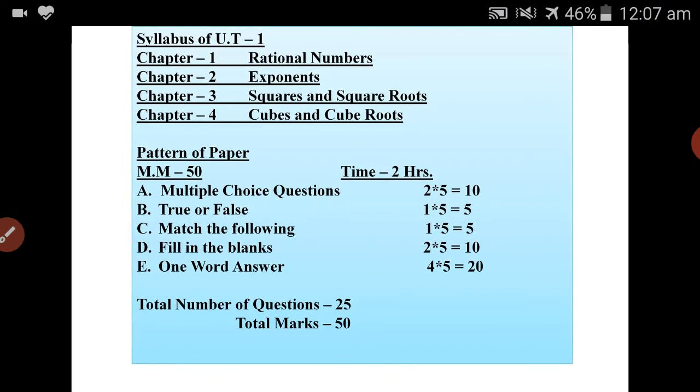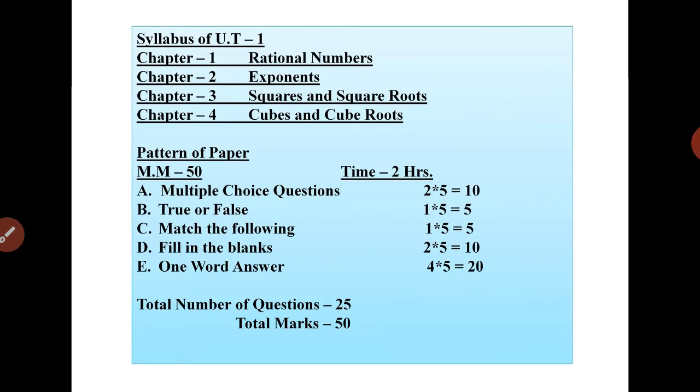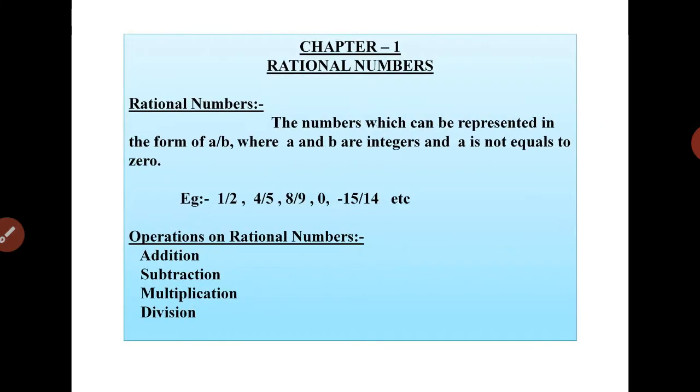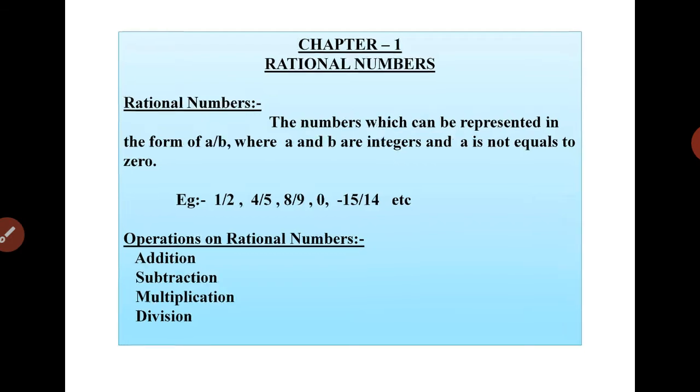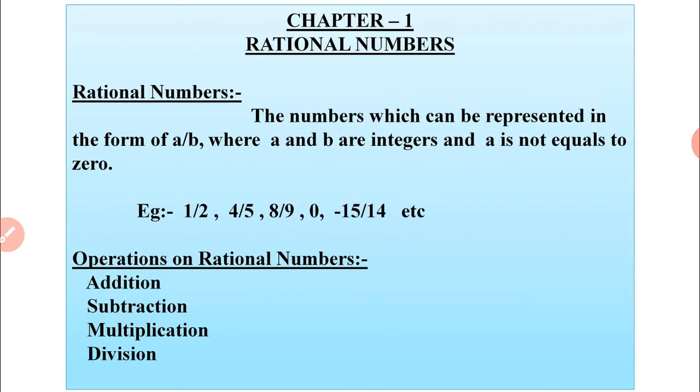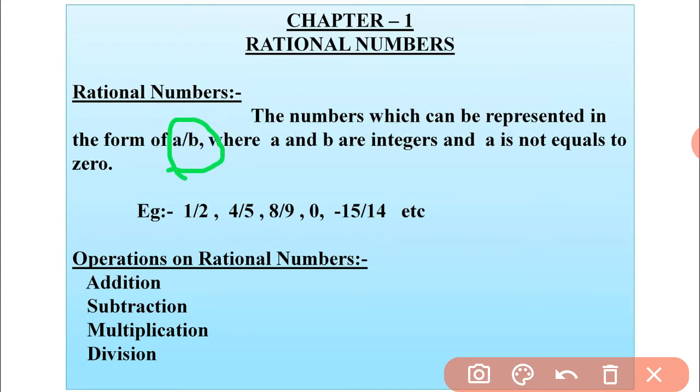Now I am going to start your revision for chapter 1, which is rational numbers. First of all, we are starting with the definition of rational number. What is a rational number? The number which can be represented in the form of a upon b, where a and b are integers and a is not equal to 0.